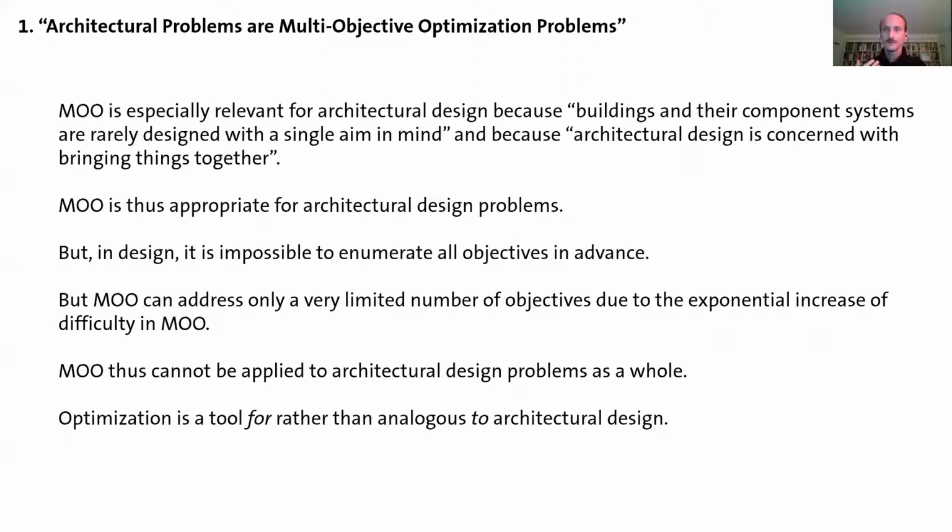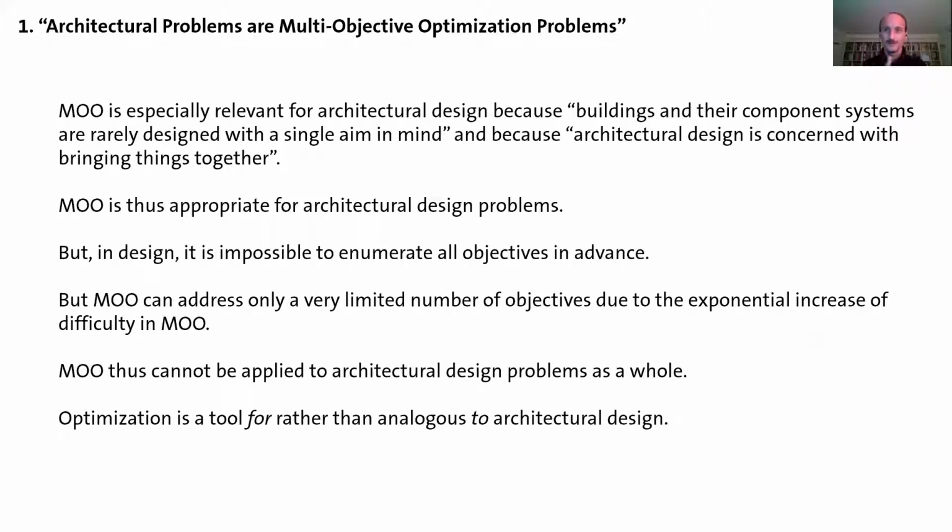Well, this makes sense on a literal level that, of course, as architects, we always have multiple goals in mind, right? So they're rarely designed with a single aim, as one author says, or architectural design is concerned with bringing things together. But of course, in architectural design, we have many objectives, and often we cannot even elaborate all of the objectives at the beginning of the design process.